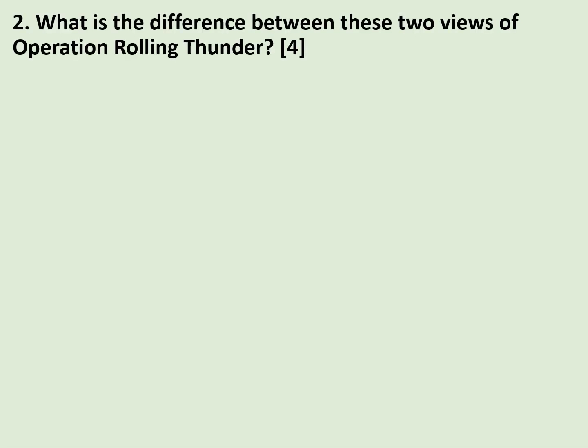Question 2. What is the difference between these two views of Operation Rolling Thunder? Here it says views of Operation Rolling Thunder, but whatever it says in the exam, it will be phrased in a similar way. It could be these two views of the Tet Offensive, or these two views of the Kent State shooting. Whatever it is, it'll be 4 marks, and this is probably the easiest of the interpretations questions, so you won't want to spend too long on it. You'll probably get it done in 4 or 5 minutes tops.